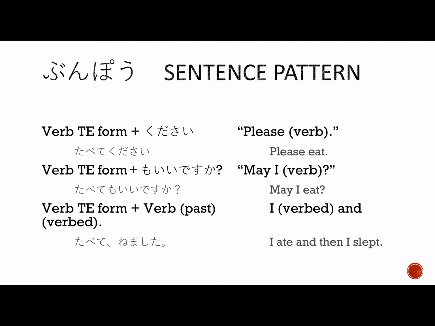When we use our verb in the te form and add mo ii desu ka, that means may I verb. In this case, we're saying tabete mo ii desu ka, which means may I eat. And then when we put our verb in the te form and add a second verb, which could be past or present, in this case we're using a past tense, that is going to mean a sequence of verbs, or I did this verb and then I did this verb. So in this example, we're saying tabete nemashita. So neru, to sleep. So tabete, I ate, nemashita, and then I slept.